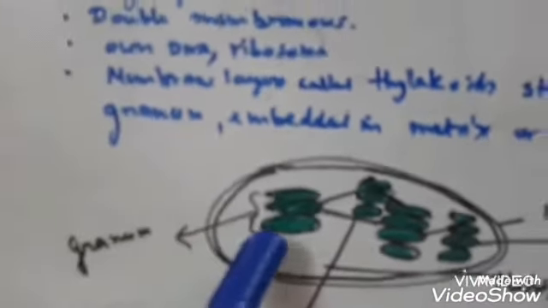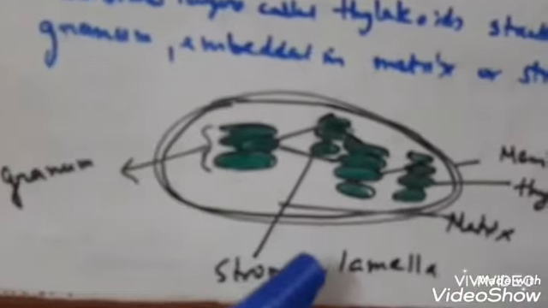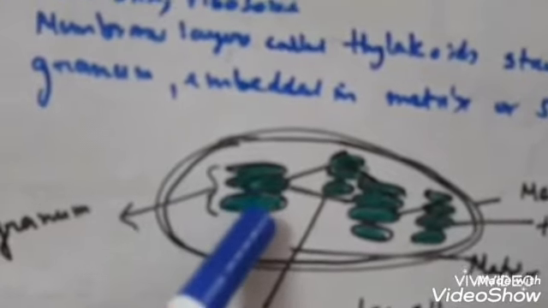Now let me discuss the structure in detail. You can see here there is a double membrane, outer membrane and inner membrane. And you can see I have drawn some flattened structures. These are called thylakoids. The thylakoids are stacked upon each other to form a granum. This is one granum, this is another granum, this is another granum. So I have drawn 4 grana. Grana is the plural, granum is the singular.